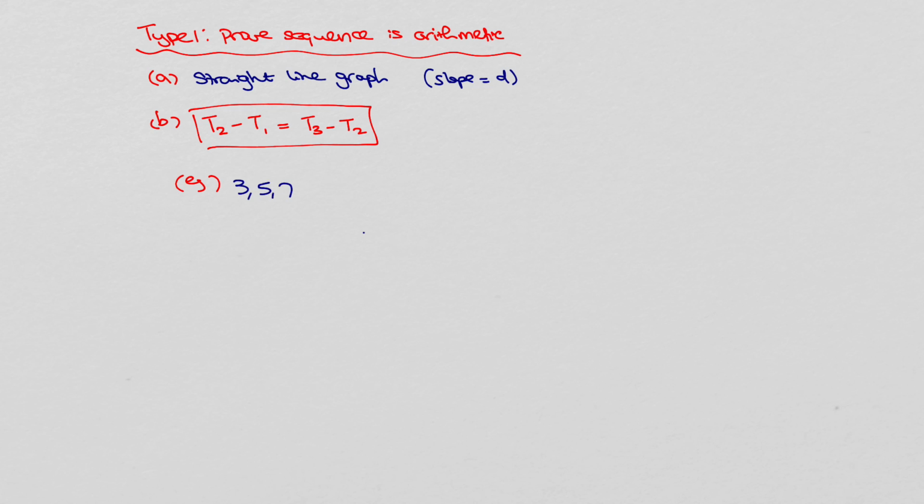So for example, if I have 3, 5, 7, 9, and I want to see, is this sequence arithmetic or not? Then what I'll do is I'll write above it T1, T2, T3, and T4. Now it's fairly obvious here. I can see I'm adding 2 to each term, but I'll write down T2 minus T1, and that would be equal to 5 minus 3, which is equal to 2. And then I would say, well, what's T4 minus T3? And T4 minus T3 is 9 minus 7, which is also 2.